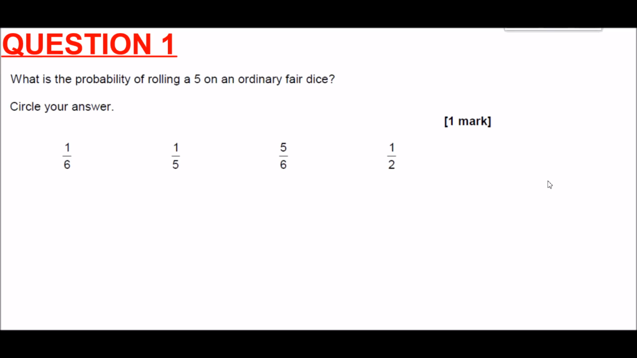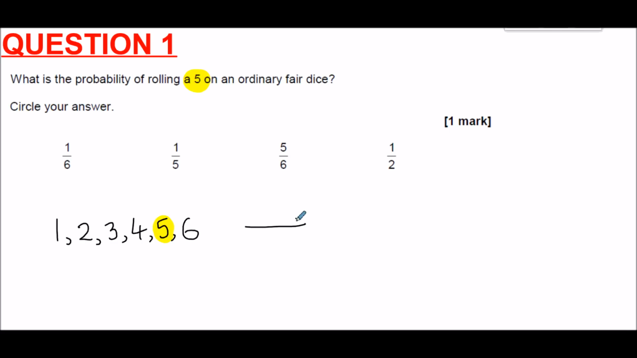So we're asked, what is the probability of rolling a 5 on an ordinary fair dice? So on an ordinary fair dice, you should know that there's 6 sides and 6 possible numbers that can be rolled. The numbers that can be rolled are 1, 2, 3, 4, 5 and 6. 6 different numbers for the 6 different sides. So because we're interested in rolling a 5, we need to think about how many ways a dice can be rolled and it lands on a 5.